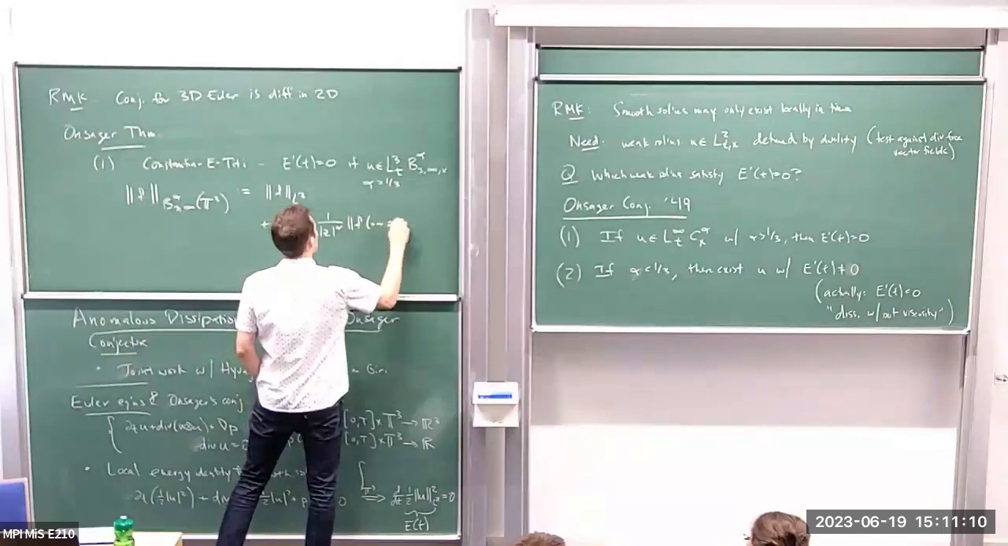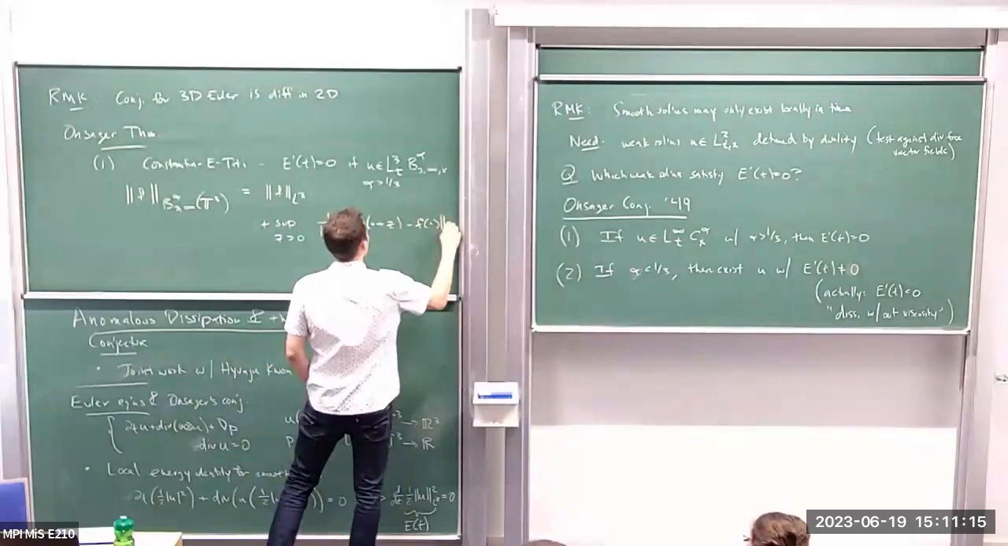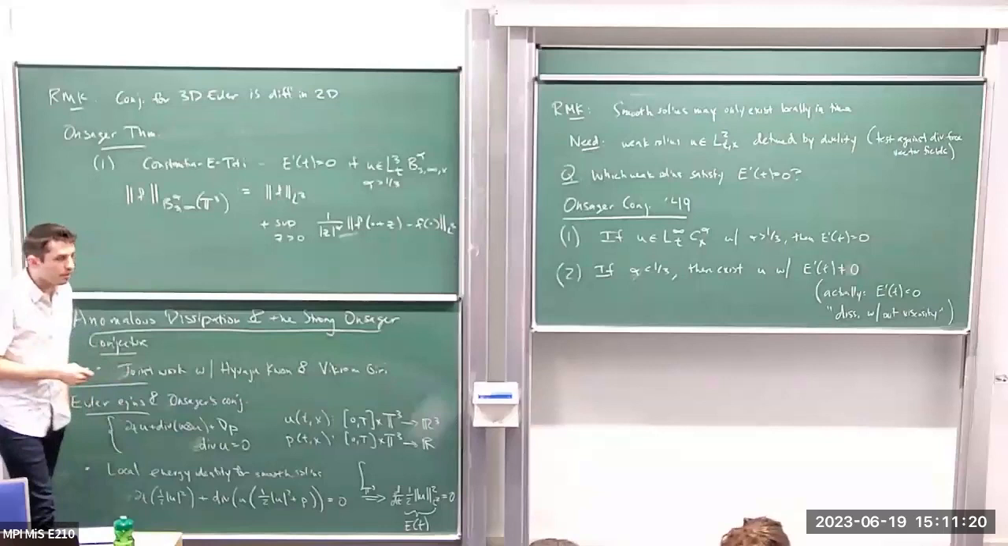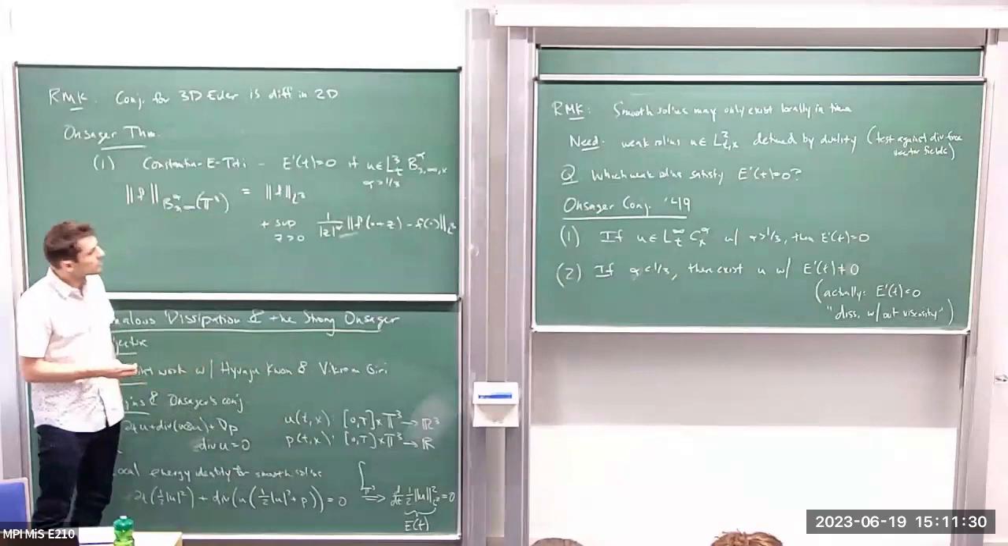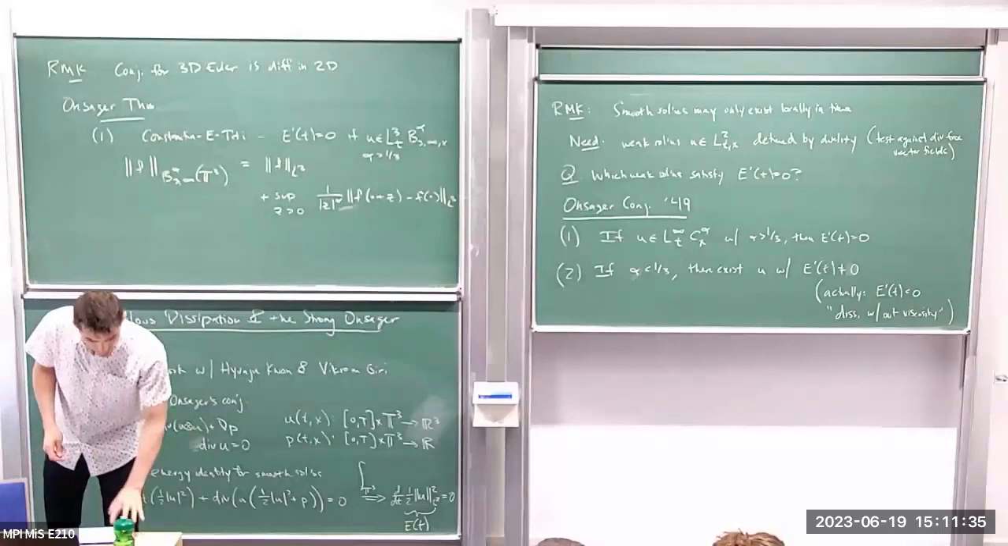So I translate my function by z, I subtract the original function, and I have 1/z to the alpha. So this is the difference quotient, which is weighted not by the full power of z, which would be V13, but by this fractional difference quotient. All right. So that's the first half, the Onsager theorem.